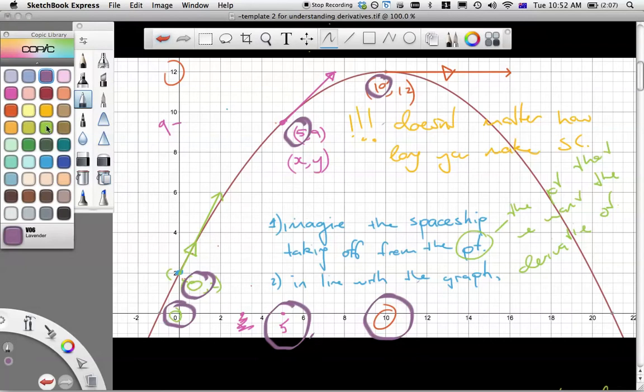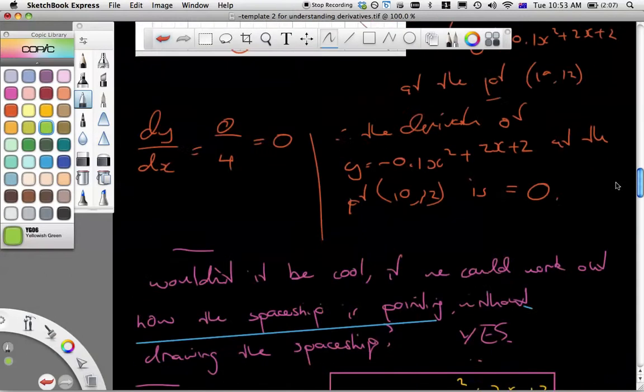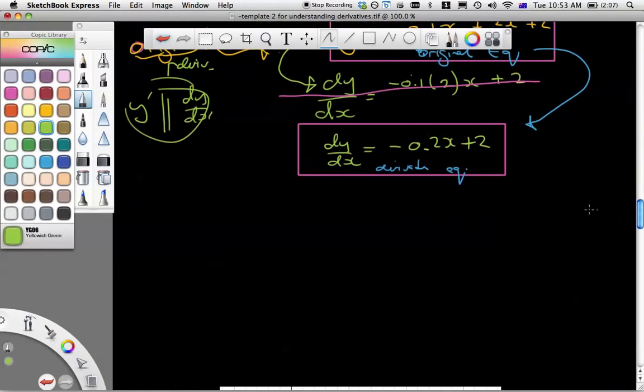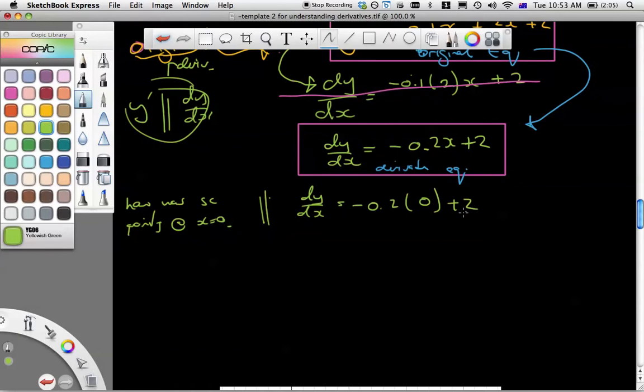So first, let's consider in green, we'll stick with our green for our 0. How was the spaceship pointing at x equals 0? Well, when x equals 0, all we have to do is say dy over dx equals negative 0.2 times 0 plus 2. You'll notice that where the x was, I've subbed in the 0.